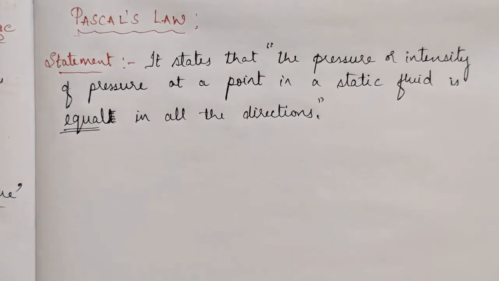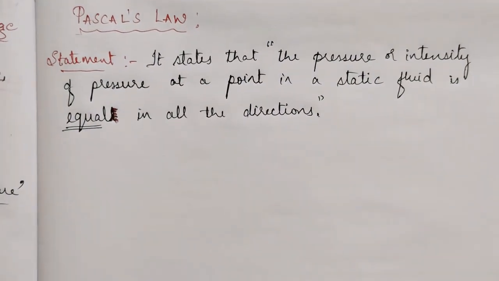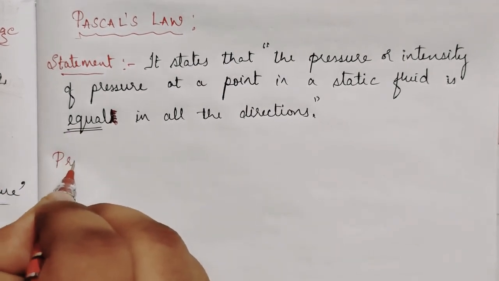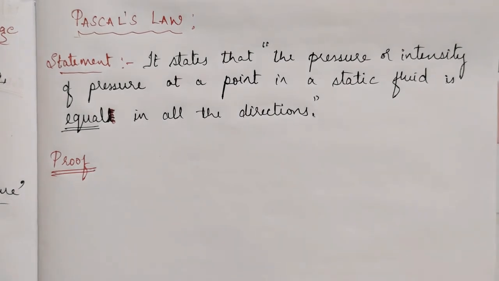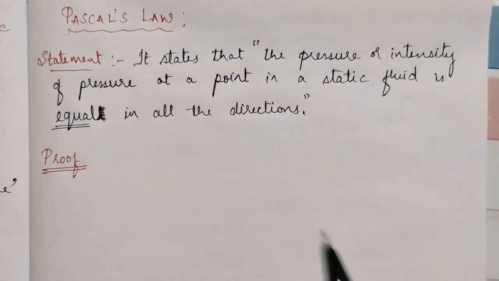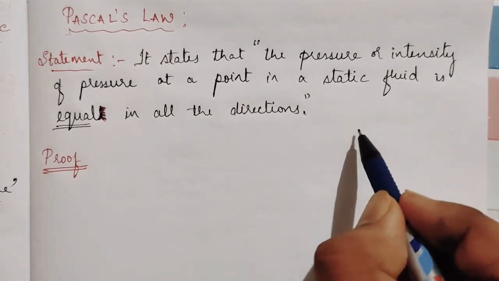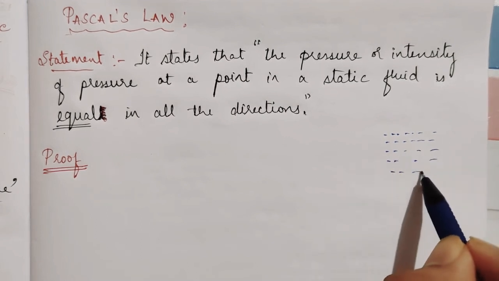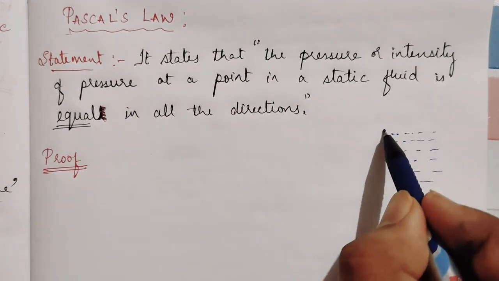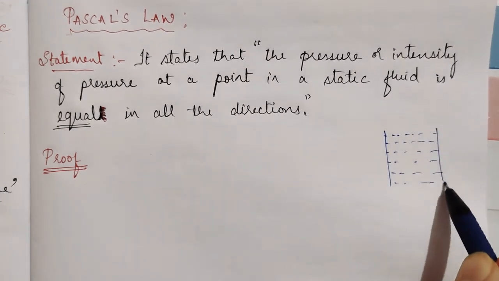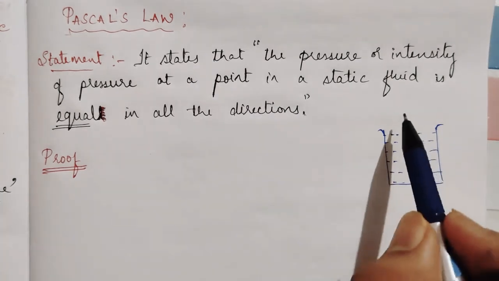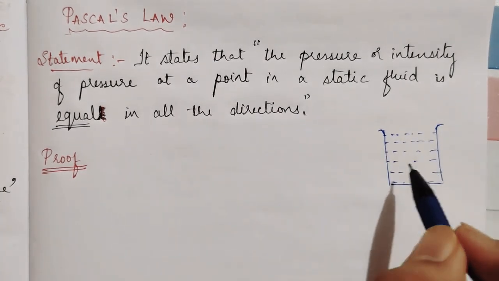Next, whenever they ask about Pascal's law, you have to write the statement, then we will write the proof, or what is to be proved. To prove it, we need a static fluid system. So I'll take a static fluid system, a large mass, but I'll constrain it, so I'll consider it in a vessel. Now the pressure at a point in a static fluid is equal in all the directions.